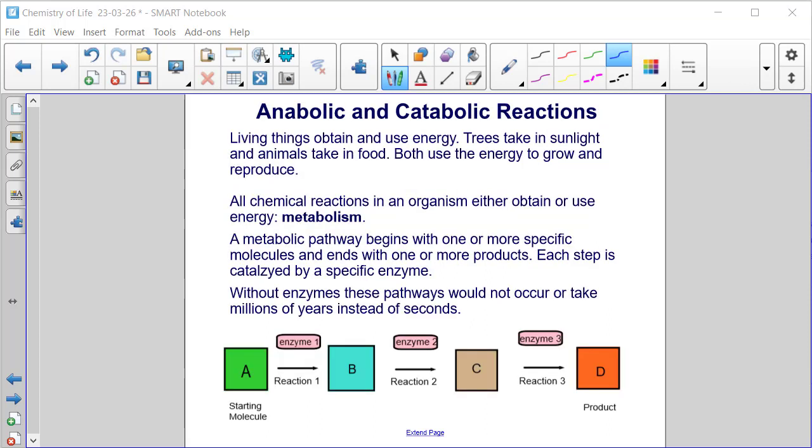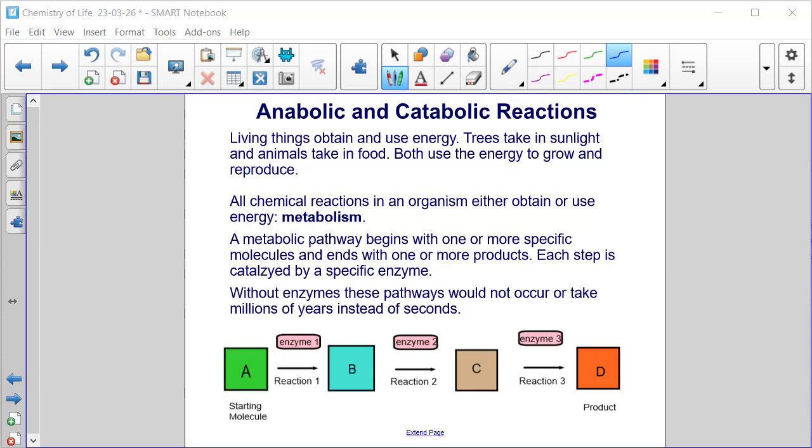Anabolic and catabolic reactions. Living things obtain and use energy. Trees take in sunlight and animals take in food. Both use the energy to grow and reproduce. All chemical reactions in an organism either obtain or use energy. This is known as metabolism.